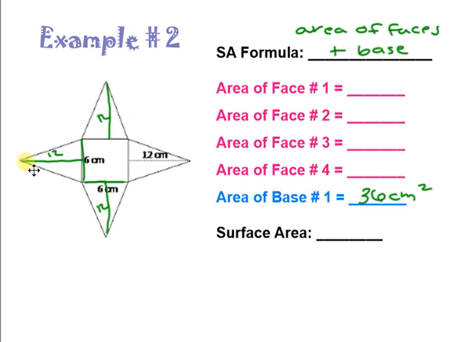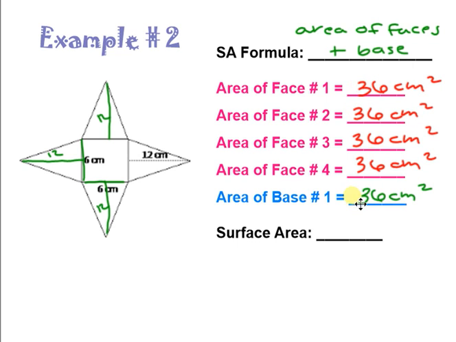So I need to calculate each one of my triangles here. So base times height times 0.5. So 6 times 12 times 0.5. That's also going to be 36 centimeters squared. Now because it's a square, they all have the same dimensions. So they're all going to be the same thing. Now, I'm going to add up 36 plus 36 plus 36 plus 36 plus 36, and I'm going to get 180 centimeters squared.